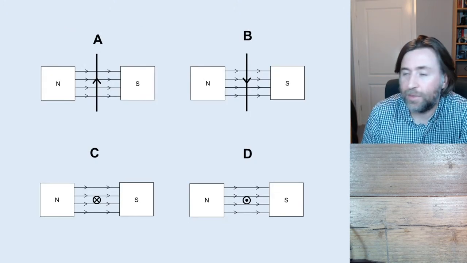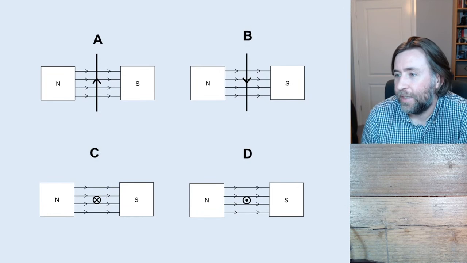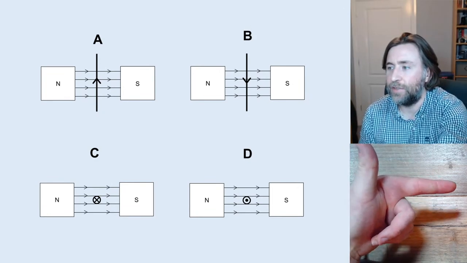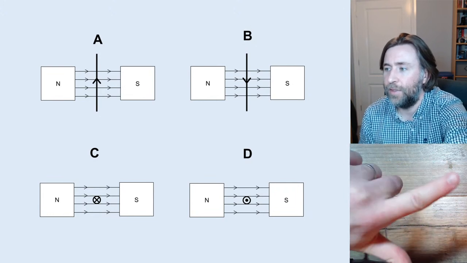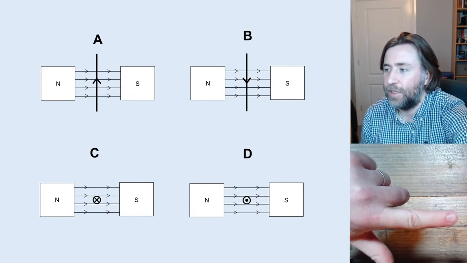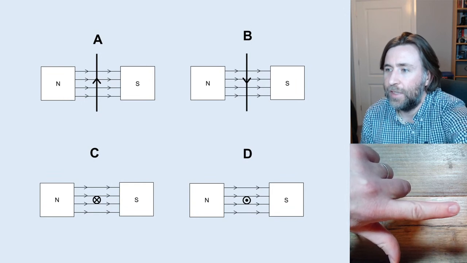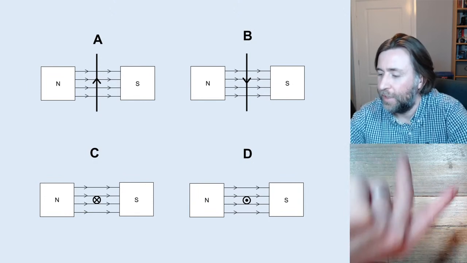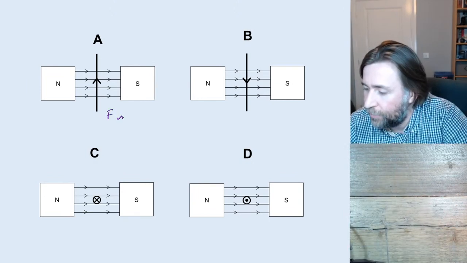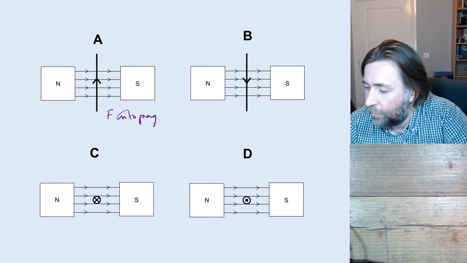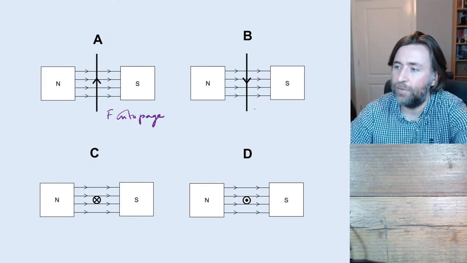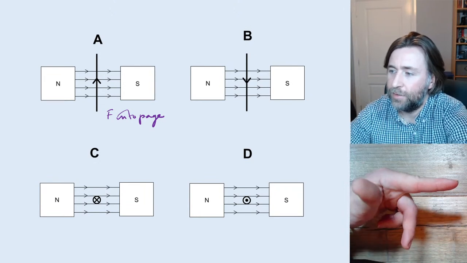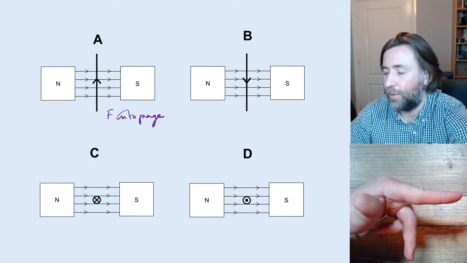Let's do a few more, because this is the type of one that you might have to figure out in the exam. Again, north to south, we'll do A first. This time, current up the page. Just check that when you rotate it, you haven't changed the first one. So the field's left to right, north to south. Current is up the page, okay, so the force is into the page. The second one, B, field still from left to right. Current is now down the page, so the force is up out of the page.